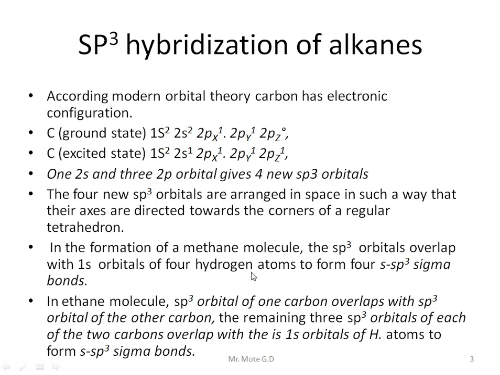Take the methane compound. Carbon is sp3 hybridized, and the 1s orbitals of the 4 hydrogen atoms bind with it to form s-sp3 sigma bonds. Then in ethane, an sp3 hybrid orbital of a carbon atom overlaps with the sp3 hybrid orbital of another carbon atom, and the remaining 3 sp3 hybrid orbitals bind with the 1s orbitals of hydrogen atoms to form s-sp3 sigma bonds. So that is the sp3 hybridization of methane and ethane.